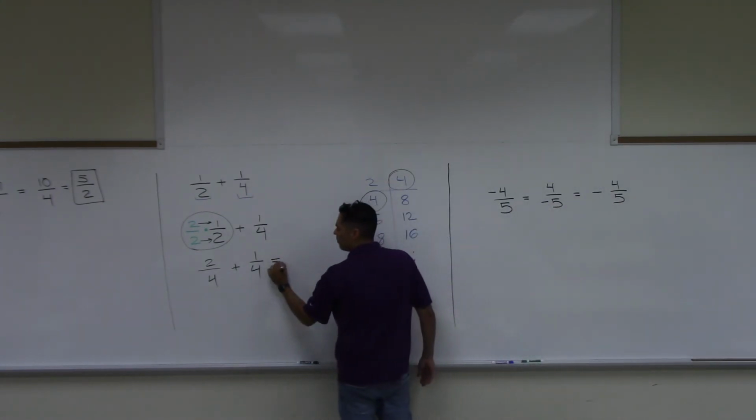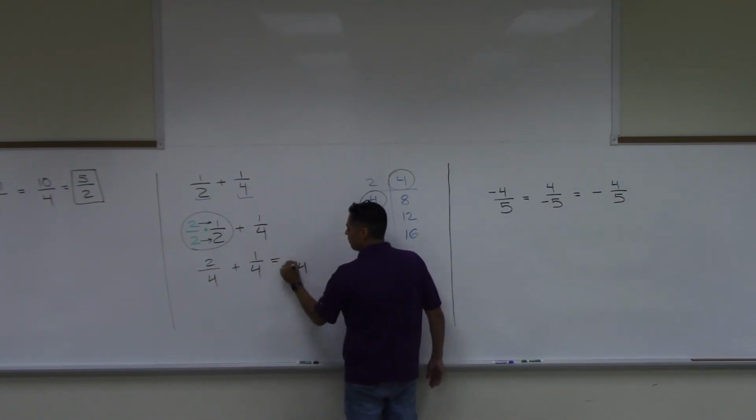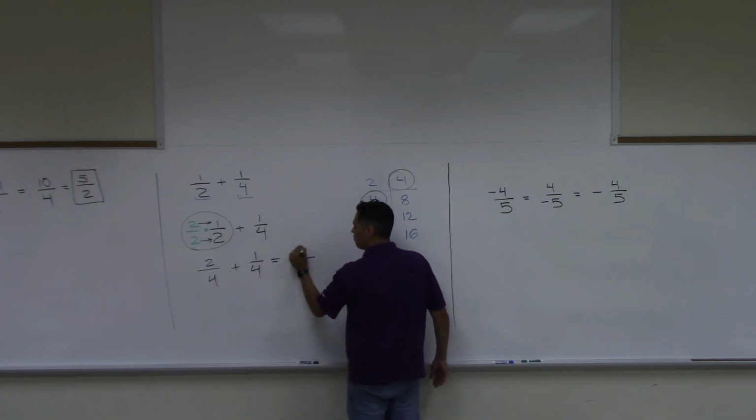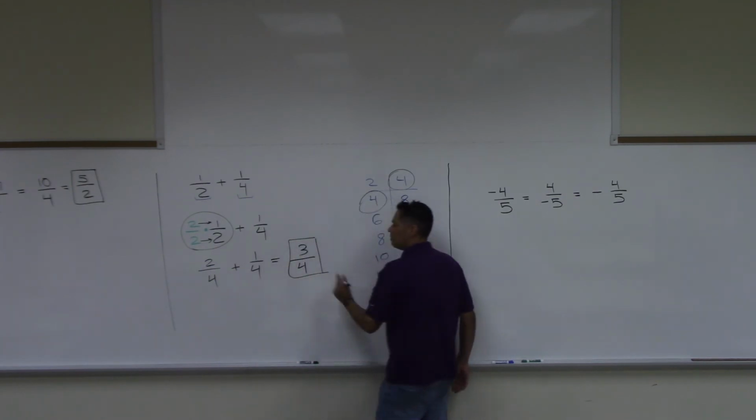Add them up. Keep your denominator. 2 plus 1 is 3. Your answer is 3/4.